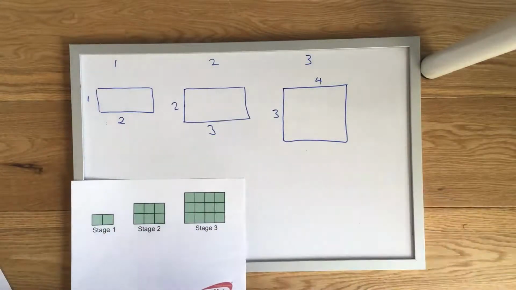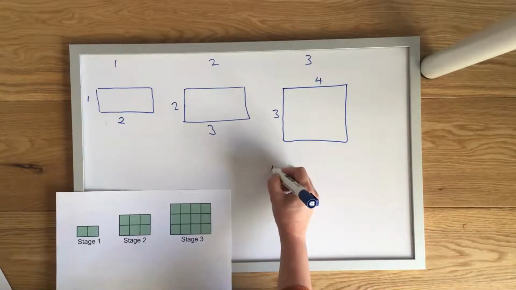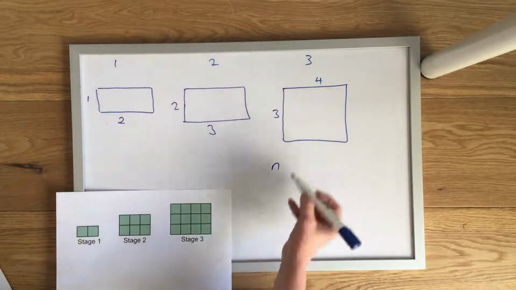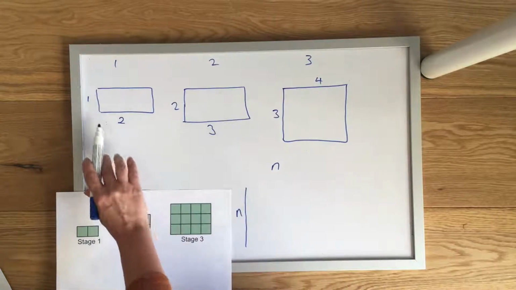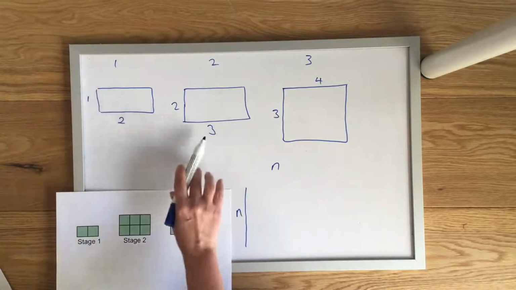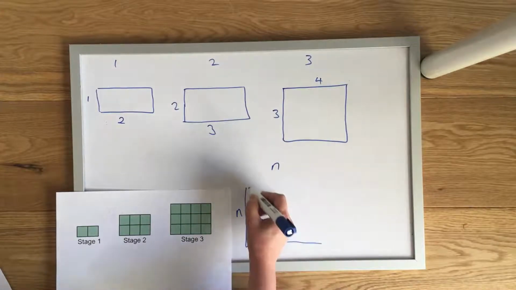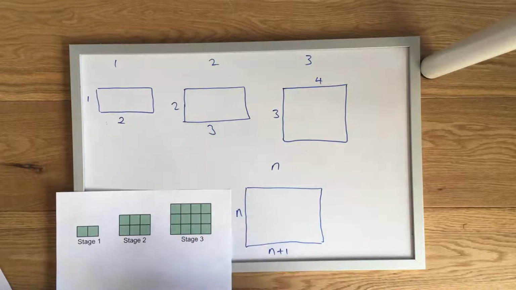So our general term then, our nth pattern, we would expect that its height would match the term number. So our nth term, its height is going to be n, and its width here is going to be 1 more than the term number. So along the length here, we're actually going to have length n plus 1.